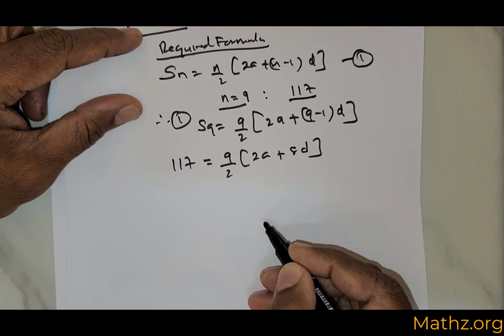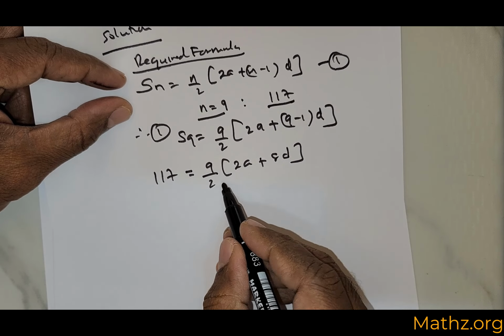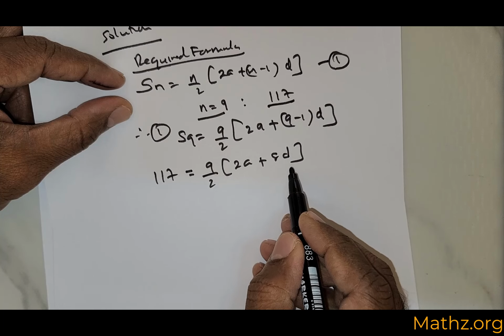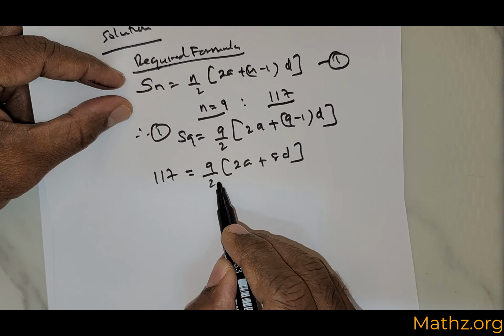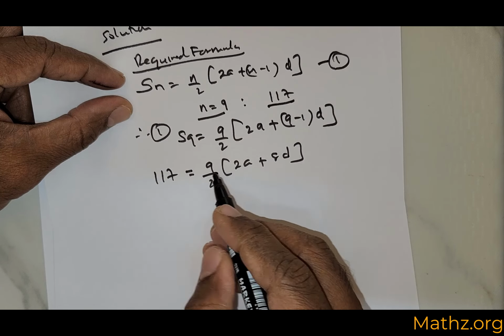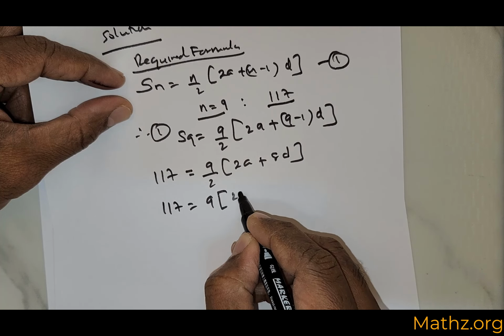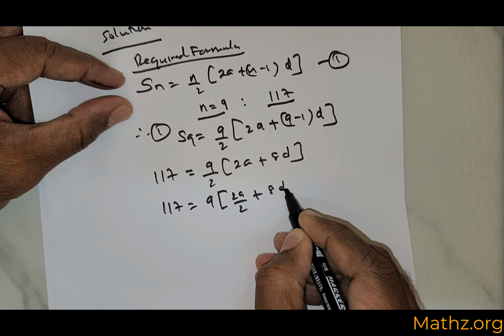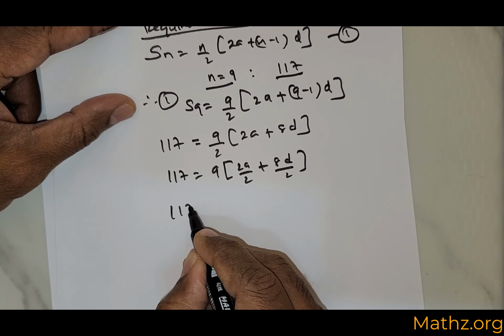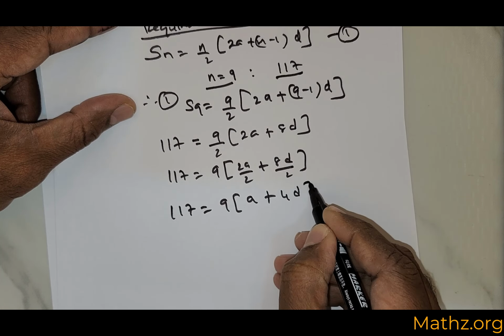Now what I would suggest first is to bring in the 2 inside, that means dividing each term by this 2, and you can simplify the terms easily. So 9 times (2a over 2 plus 8d over 2), this is 117 is equal to 9 times (a plus 4 times d).